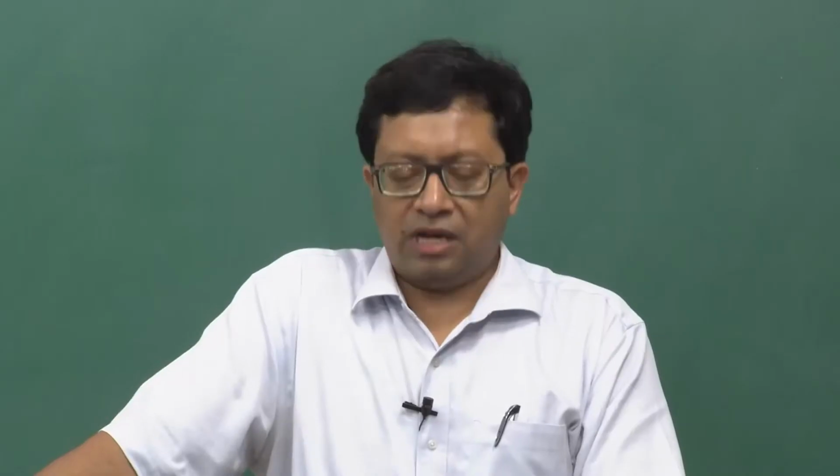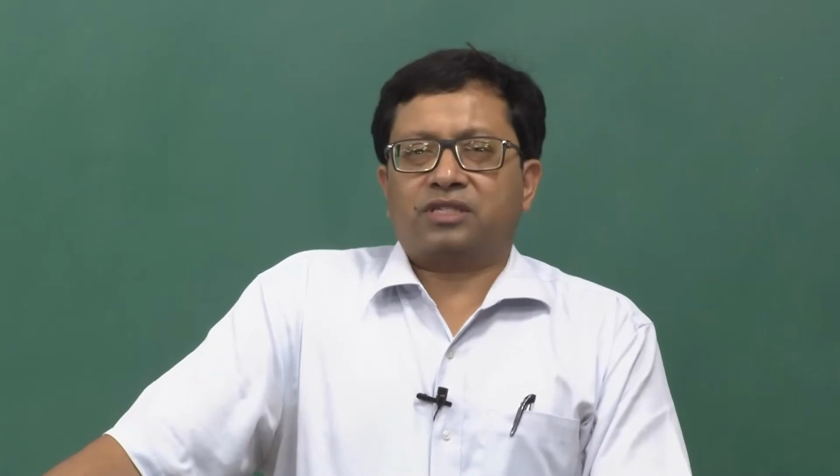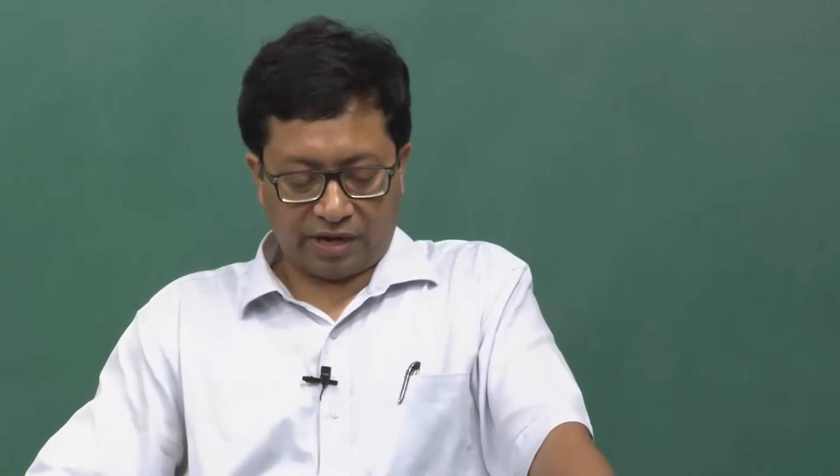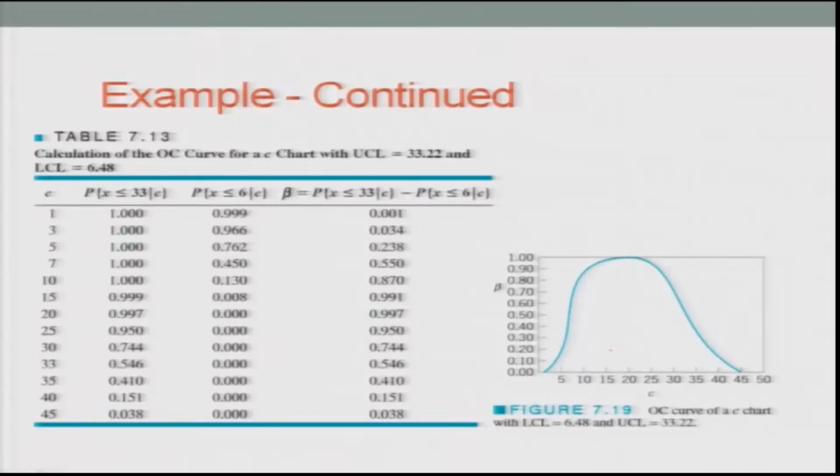Then you can find the probability that x would be less than or equal to 6. This is considering the lower control limit. These probabilities are given as 99.9% down to about 0. The difference between them in decimal form gives you the fourth column, which is the value of beta. So, the OC curve of a C chart with LCL as 6.48 and UCL as 33.22 is shown. You can solve it using the same concept as discussed.